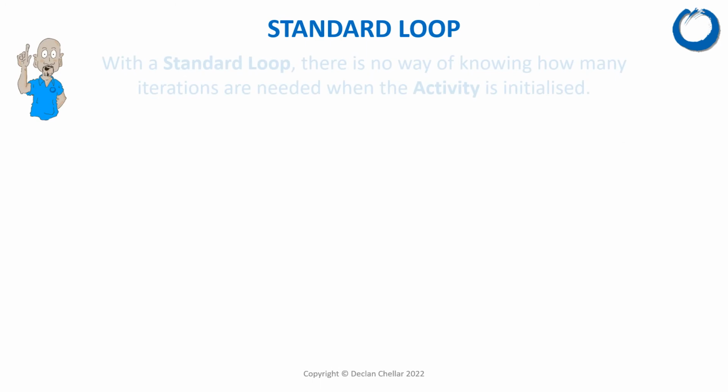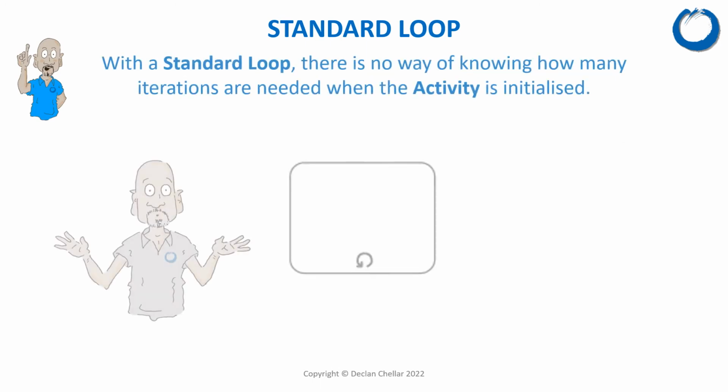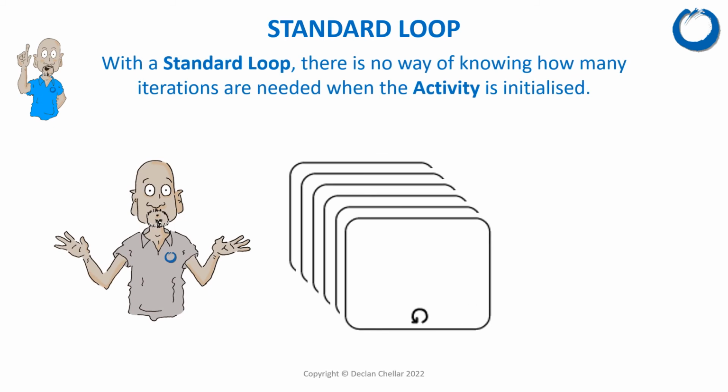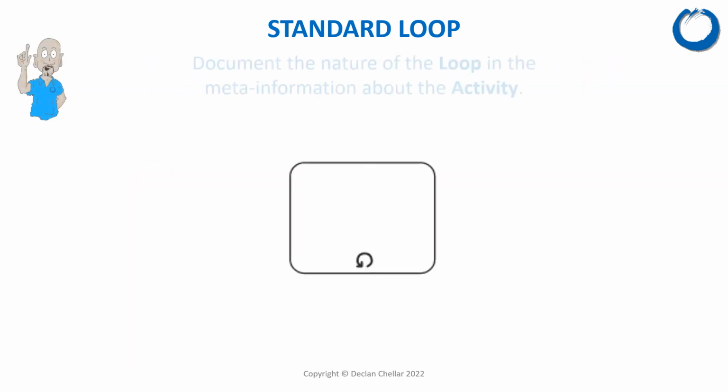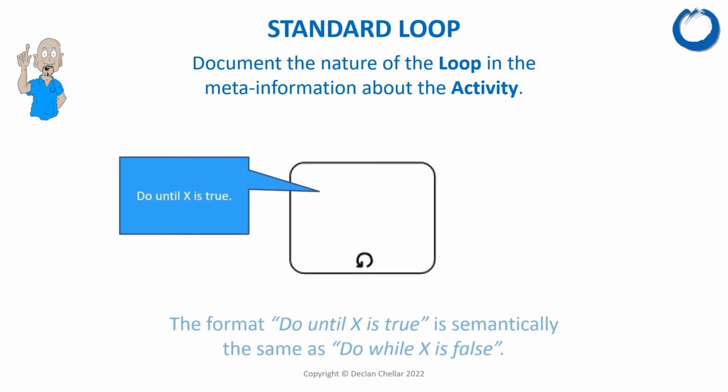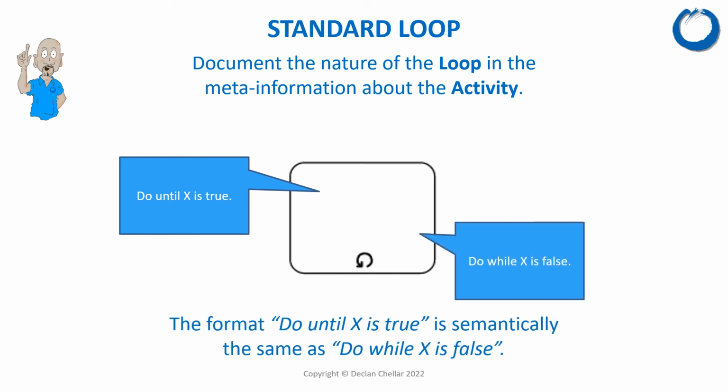With a standard loop, there's no way of knowing how many iterations are needed when the activity is initialized. Document the nature of the loop in the meta-information about the activity. The format "do until x is true" is semantically the same as "do while x is false".